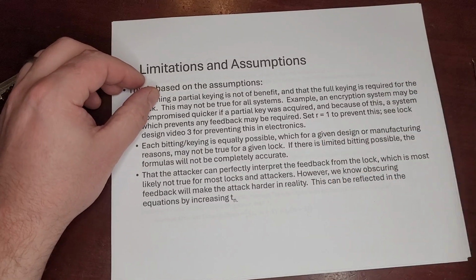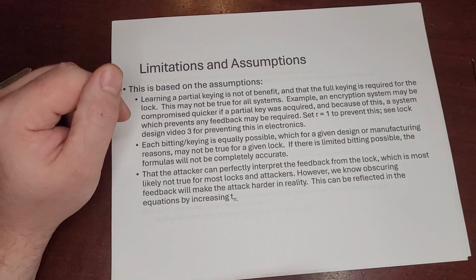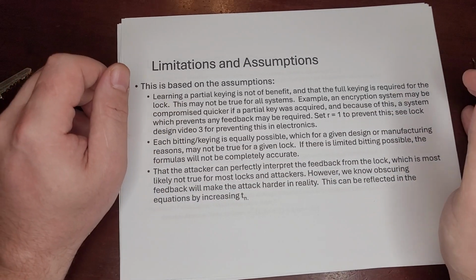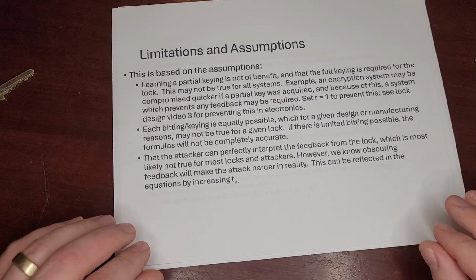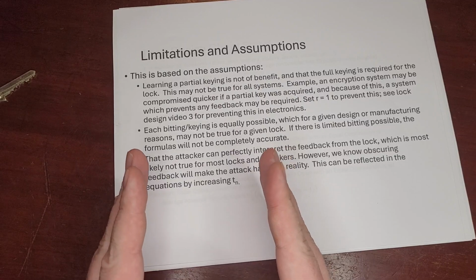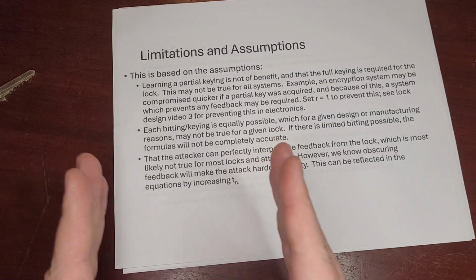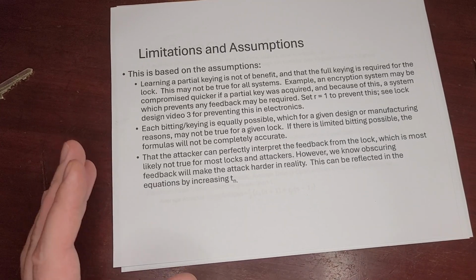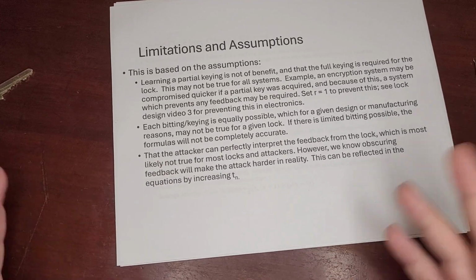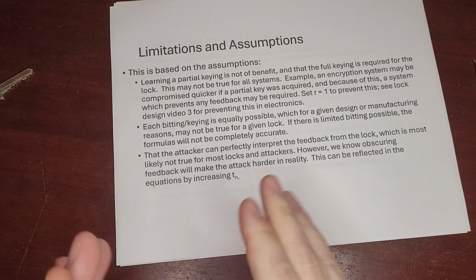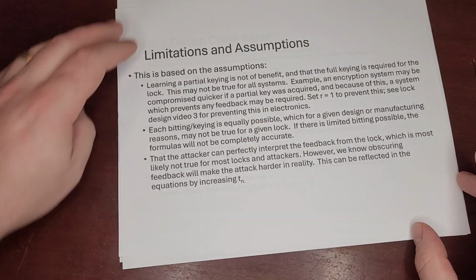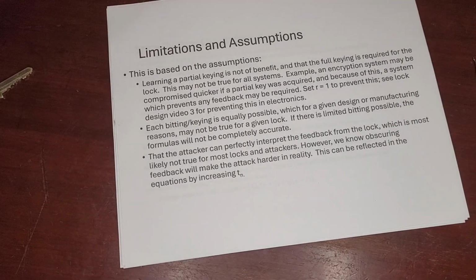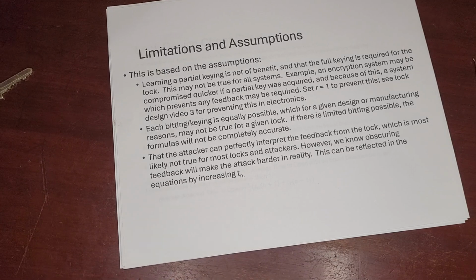And that would be equivalent to setting r equal to 1, and you can see that in Lock Design Video 3 for electronics. But this is more of an issue, I think, in encryption systems where, if you have somebody get a portion of the key, it makes it much faster for them to decode an entire message or to reverse engineer the remaining part of the key. So in that case, you wouldn't really want to use those optimizations if losing a partial key is a security threat.